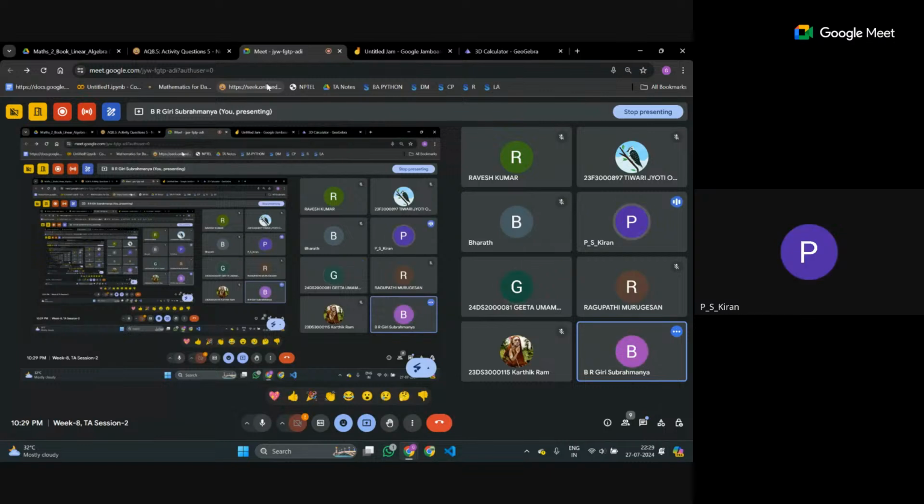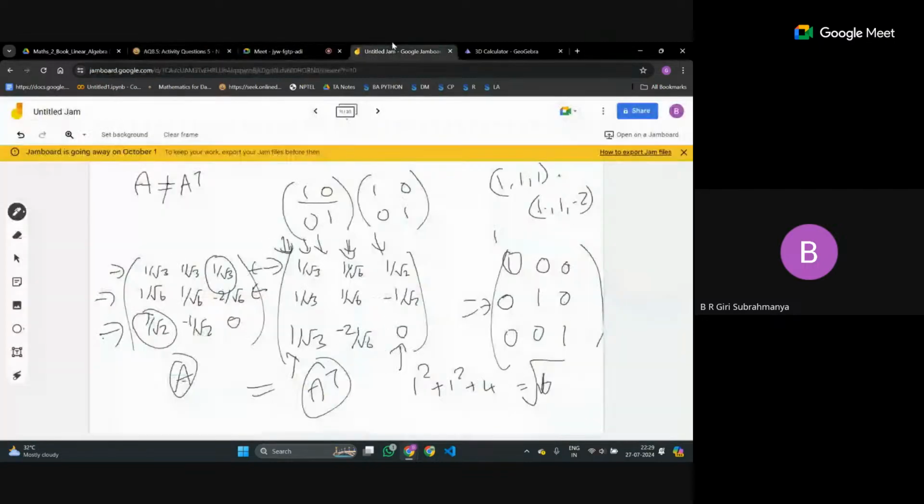The thing is, we have to find an orthonormal set of vectors such that when you put them as row vectors, and we also have to check if the column vectors are orthogonal. Only then it's an orthogonal matrix, right? Sorry, we have to check if the column vectors are orthonormal.